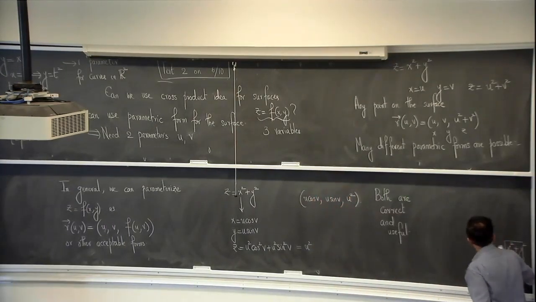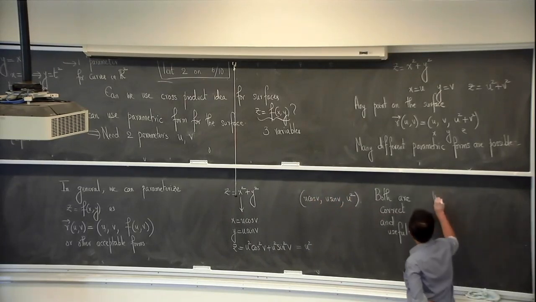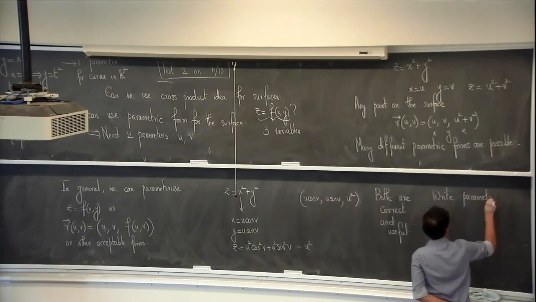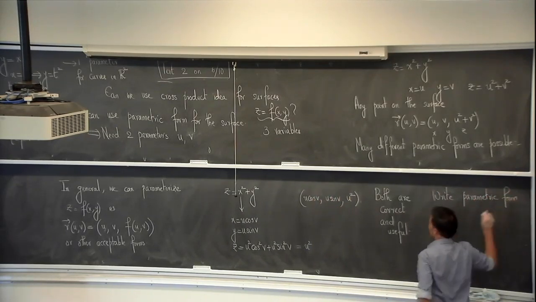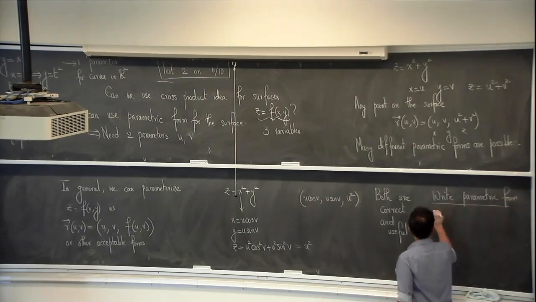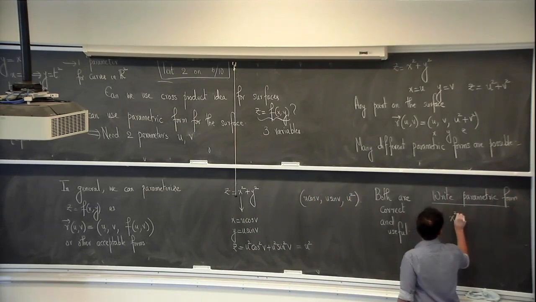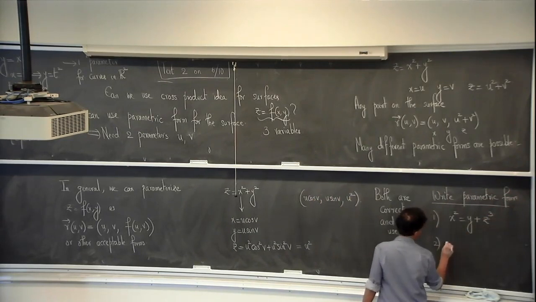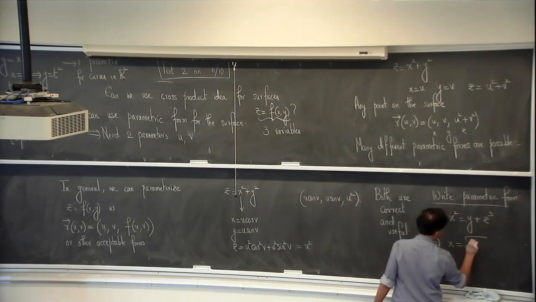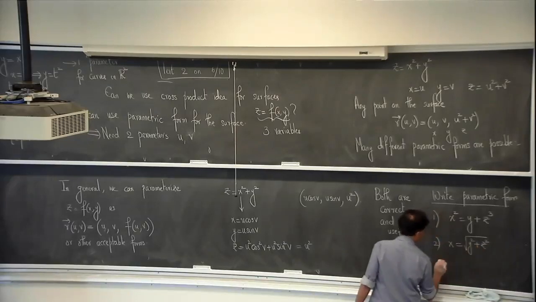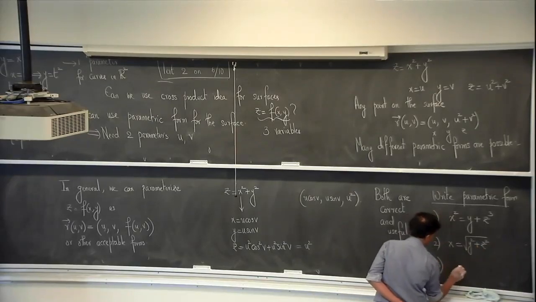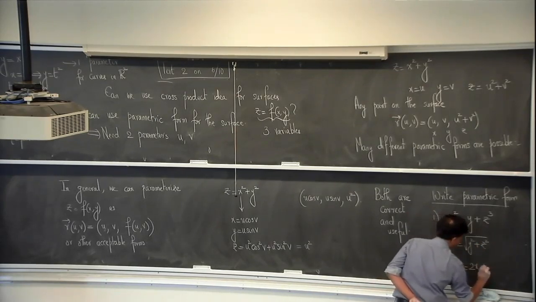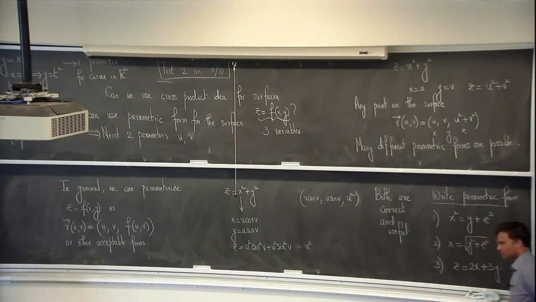So can you write the parametric forms for the following surfaces? Again, many answers are possible. First one, x square equal to y plus z to the 3. Second, x equal to the square root of y square plus z square. And third, z equal to 2x plus 3y. The last one is a plane.